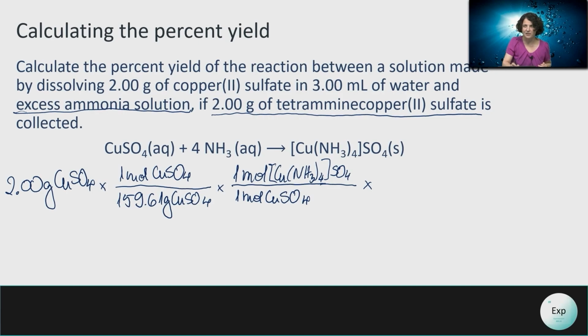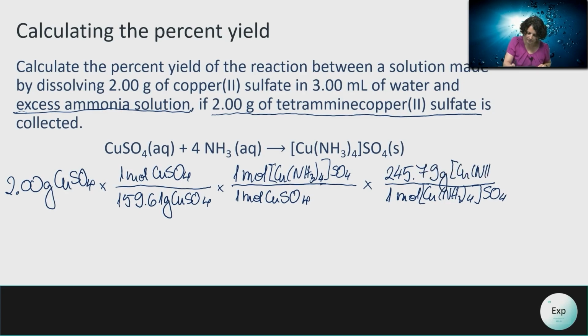And then finally, because we are provided with the actual yield in units of grams, we need to convert from moles to grams. Every 1 mole of our tetraamine copper 2 sulfate is going to weigh 245.79 grams. Giving us an estimated amount of product of 3.08 grams of the tetraamine copper 2 sulfate.